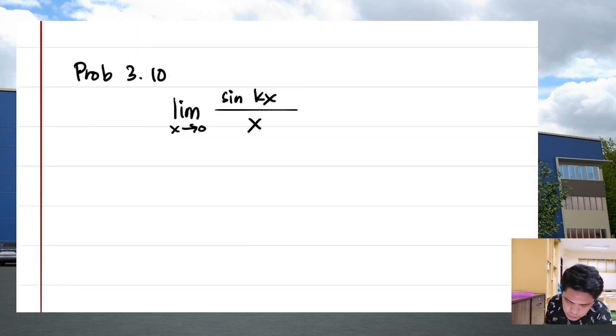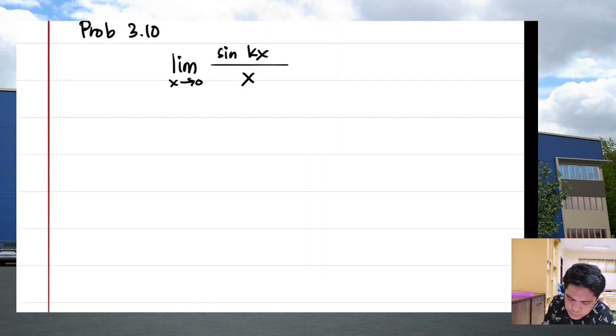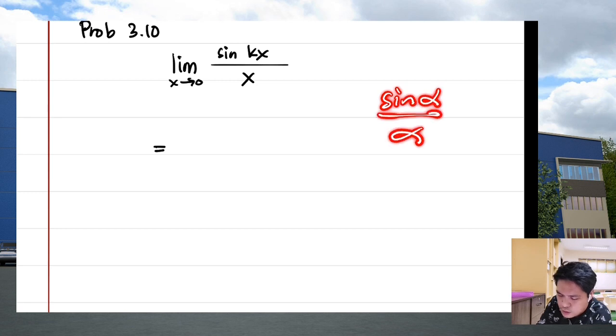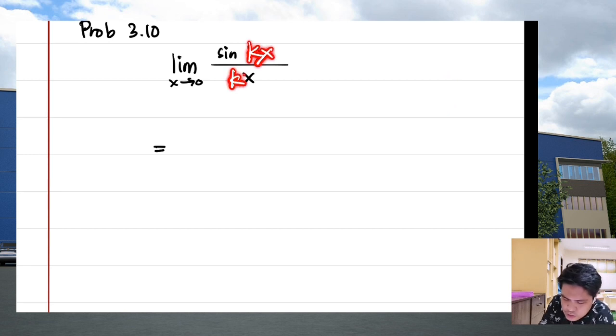Now let's try problem 3.10. We have the limit of sine kx over x as x approaches 0. So what would be the answer if we evaluate this? In this case, the angle involved is kx and the denominator is not kx, it's only x. So remember na dun sa squeeze theorem, we have sine alpha over alpha. So dapat pareho siyang alpha dito. So dapat kung kx to, kx din dito sa ilalim. Para ito, pag mag-approach siya sa 0, the result is 1. So in this case, di naman.